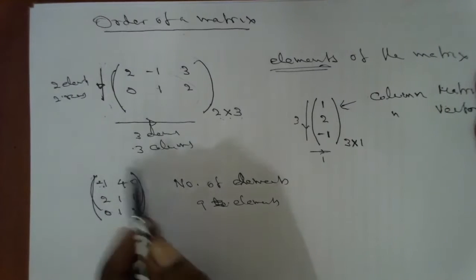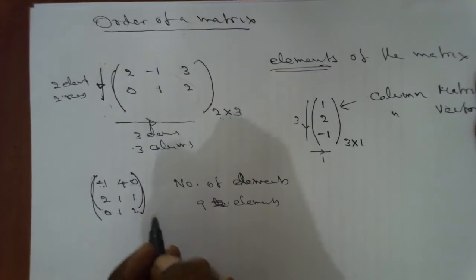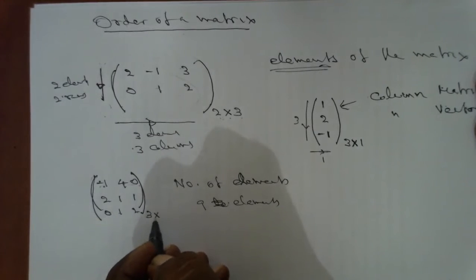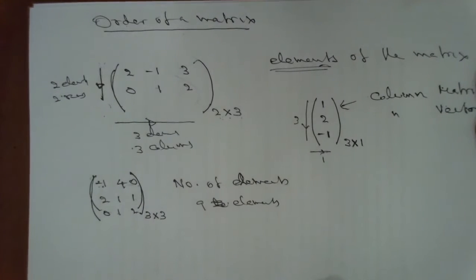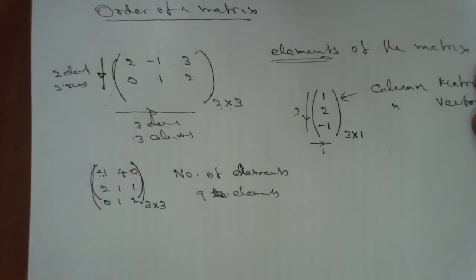What is the order of this matrix? Three columns, 3 rows. 3 by 3 matrix. 3 by 3 matrix, right? These are very important, very very important, sir, right?